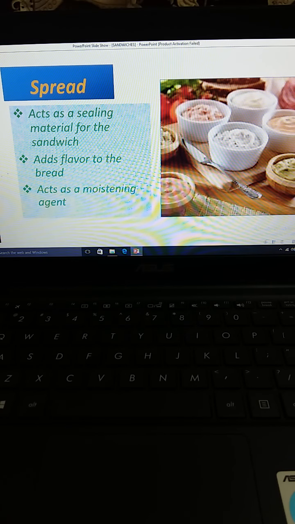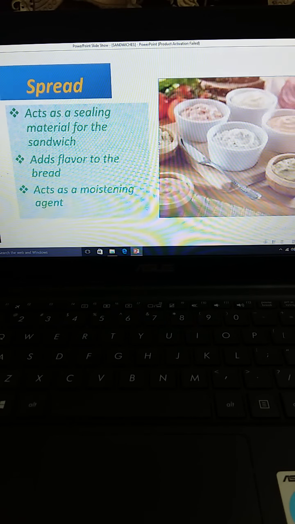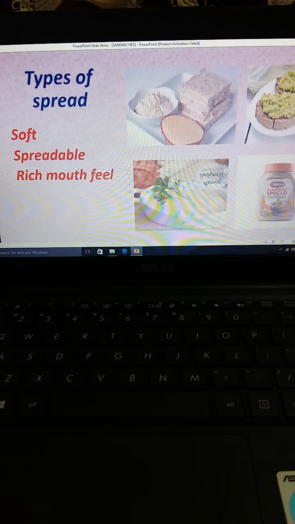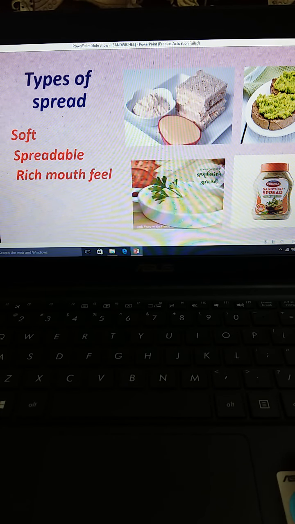A good spread should be soft, spreadable, with rich mouthfeel. Spread should be stored properly. Now, different types of spread used are butter, jam, marmalades, mayonnaise, chutneys, etc.